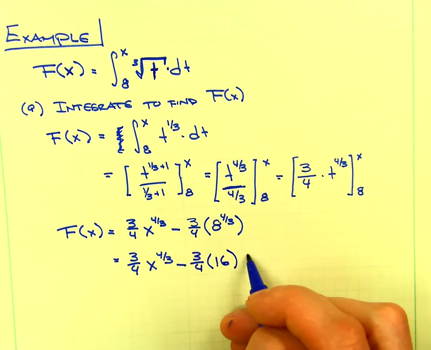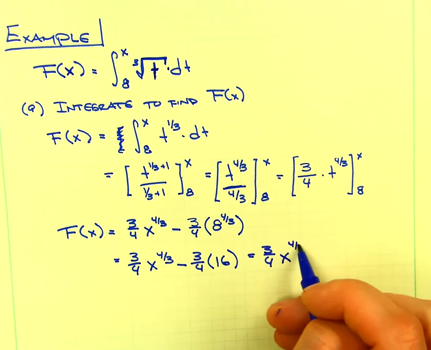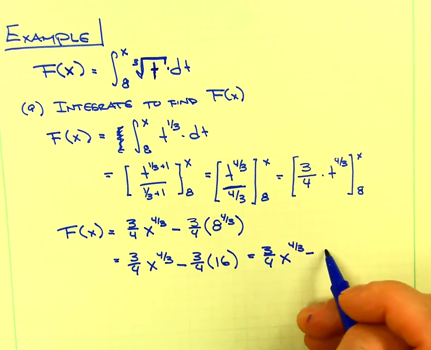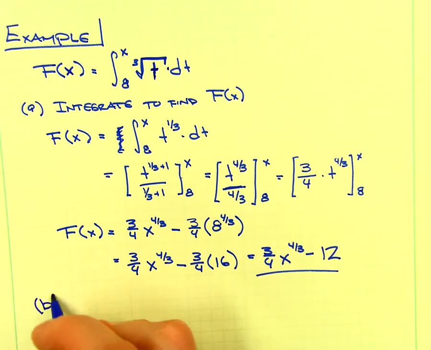Which is just going to be equal to 3/4 x to the 4/3 minus, and then 3/4 of 16 is just going to be 12. So this is my capital F of x. This is the first part of my problem, determining what that is.